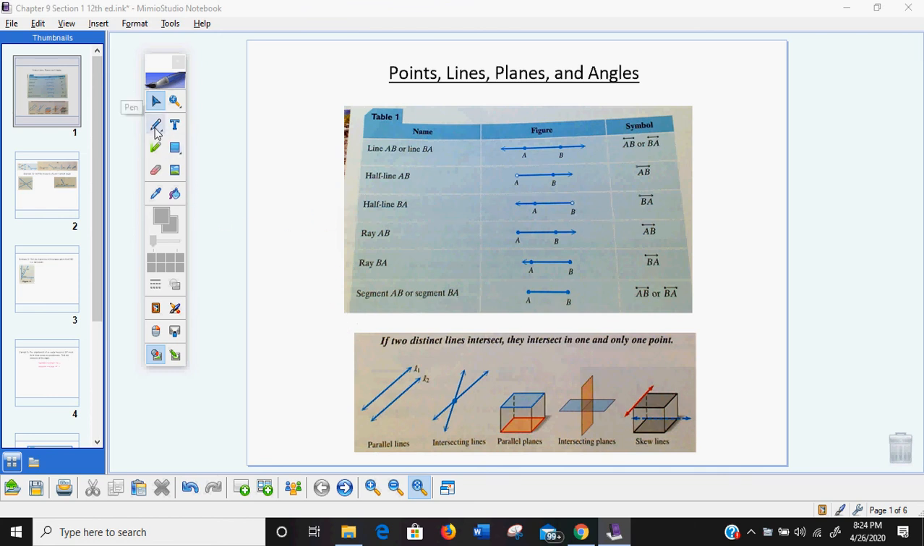Let's look at some points, lines, planes, and angles. First, we need to look at the notation and the vocabulary. Anytime you have a line, like from A to B, it's listed as either AB or BA. It can be done either way with arrows on both ends on the top. The next common thing, the half line symbols, are not as common.